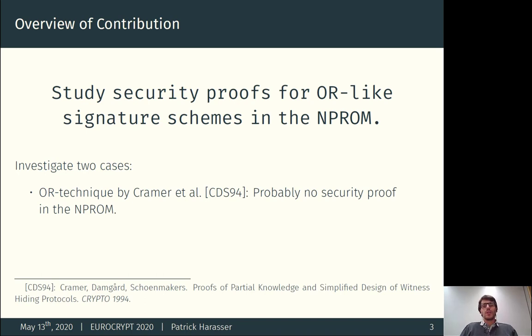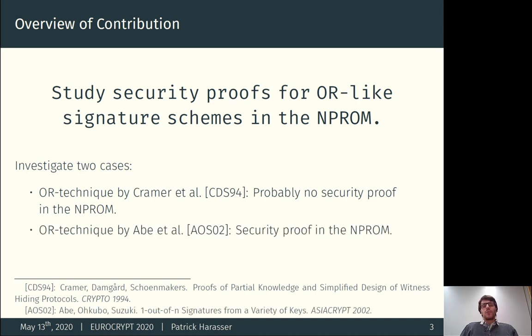We show that the signature scheme derived from the well-known OR technique by Cramer et al. does probably not have a security proof in the NPROM, whereas the one obtained from the technique by Abe et al. can be proved secure without using programmability.